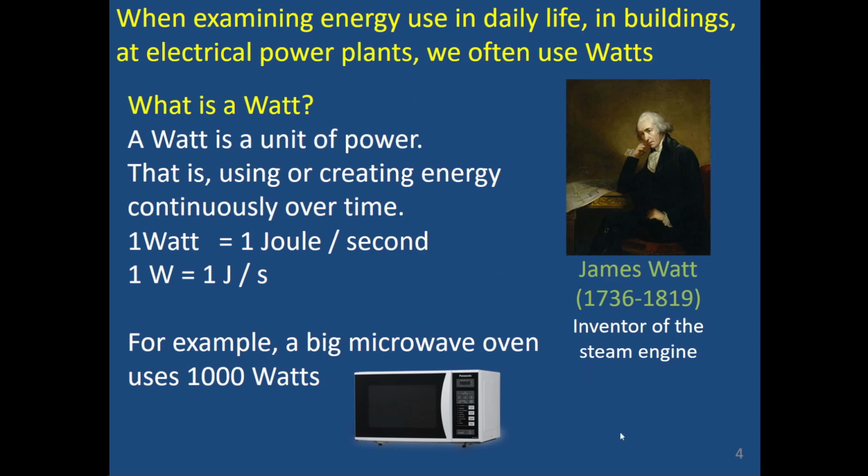But when we're talking about energy use in daily life, in buildings or electrical power plants, we often use watts. So what's a watt? A watt is a unit of power. That is using or creating energy continuously over time. 1 watt is a joule per second. Every second using 1 joule. For example, a big microwave oven at your home maybe uses 1,000 watts when it's running. This unit is named after James Watt, who invented the steam engine. And then we had trains and the Industrial Revolution.